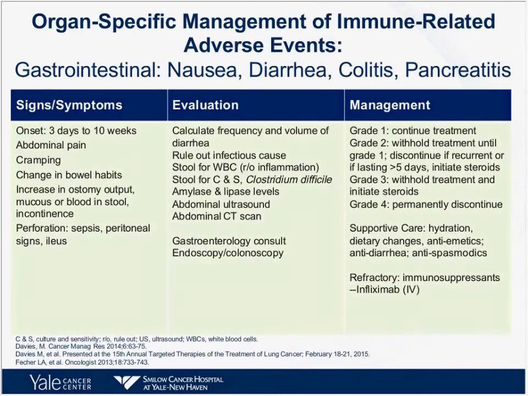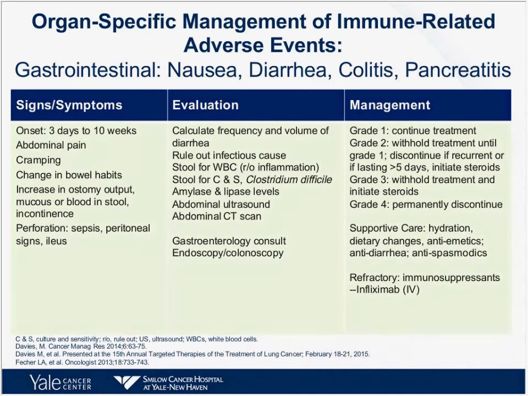So if somebody has vague abdominal pain or discomfort, it's important to have a baseline level of amylase and lipase and then to monitor those. Patients may require an abdominal ultrasound or an abdominal CAT scan, and certainly consultation with a gastroenterologist is valuable. Patients may or may not require an endoscopy or colonoscopy.